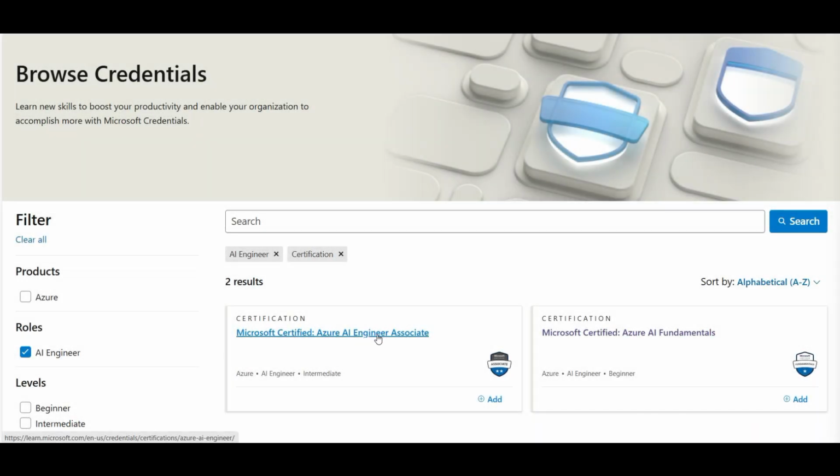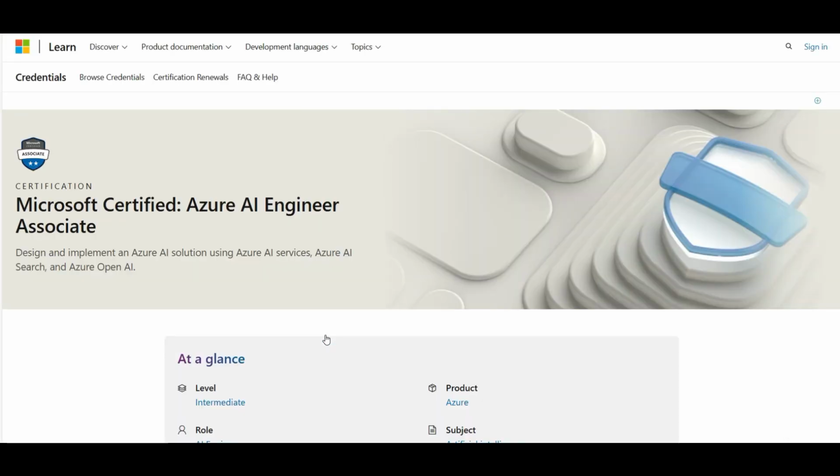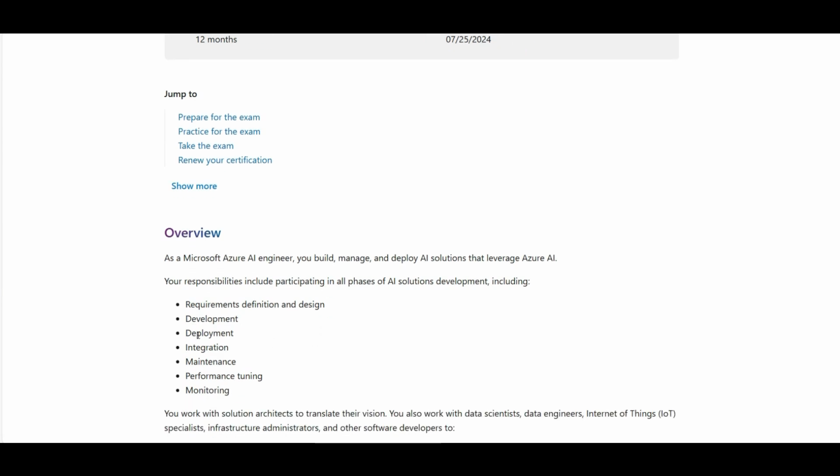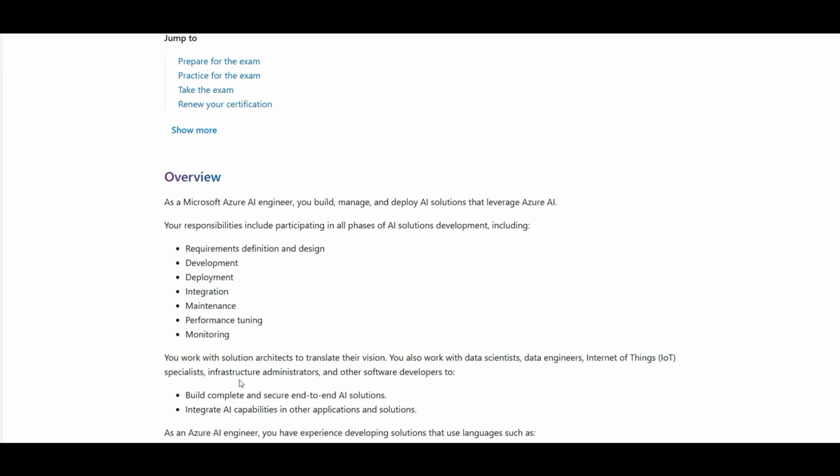Next, we have the AI 102 certification, which is the Azure AI Engineer Associate. This certification is for those who want to design and implement AI solutions using Azure AI services.